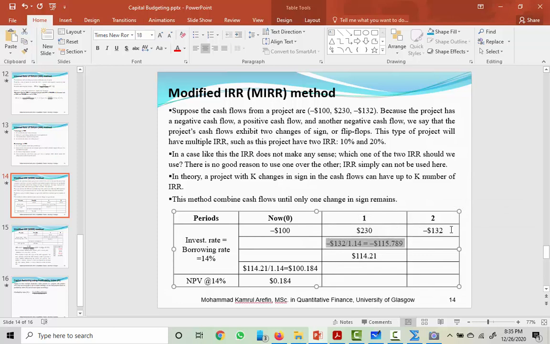So that means we can calculate the present value. We can use the present value formula to bring this cash flow to period 1. That means we can move this cash flow 1 period behind. So we will divide it by 1.14, or we may do it this way also: minus 132 multiplied by (1 plus r) to the power minus 1, because we are moving 1 period behind.